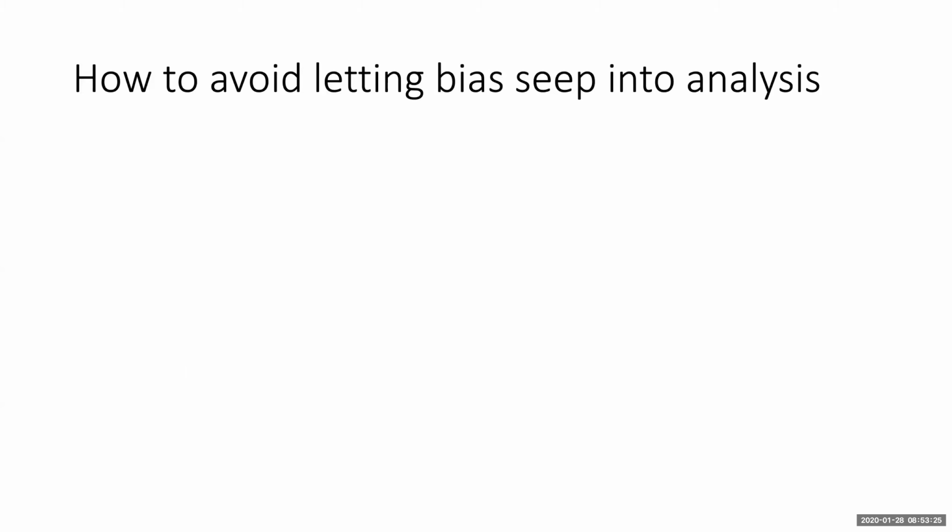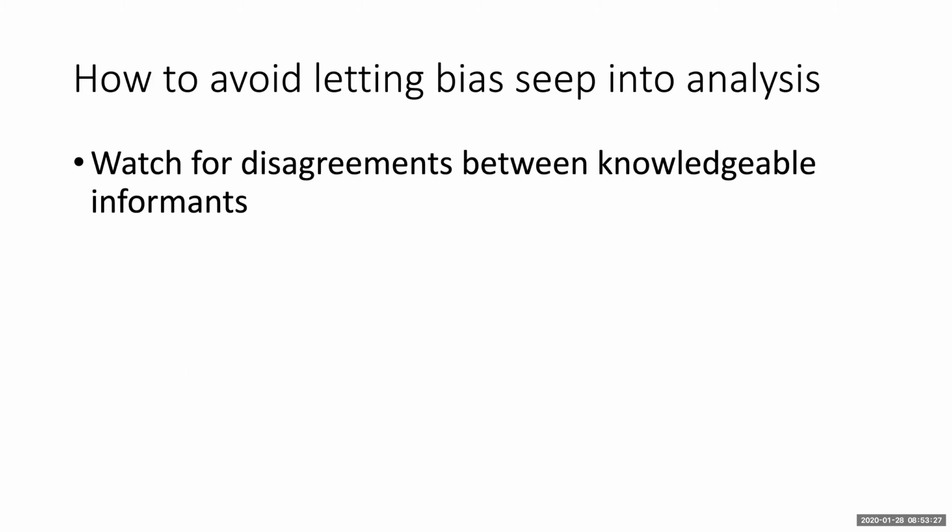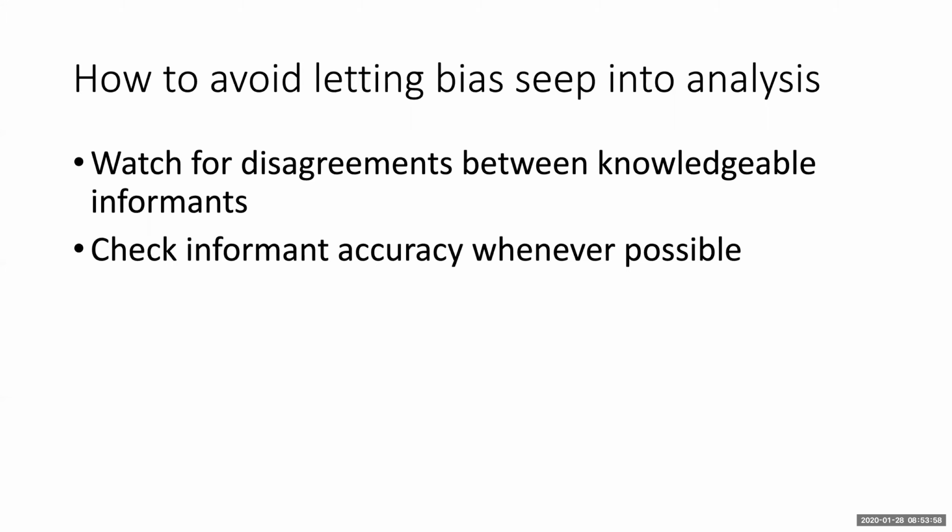How to avoid letting your own bias seep into your analysis? Well, one, you get some coding. Iterative reliability eliminates a lot of that, and we're going to talk about it. But you watch for disagreements between your informants. Watch for disagreements between what is happening, what you're seeing, what you're reading in the text. Watch for disagreements in your coders. Watch for when you feel the need to argue or defend something, that's a red flag that your bias is creeping into this information. Always check informant accuracy whenever you can.